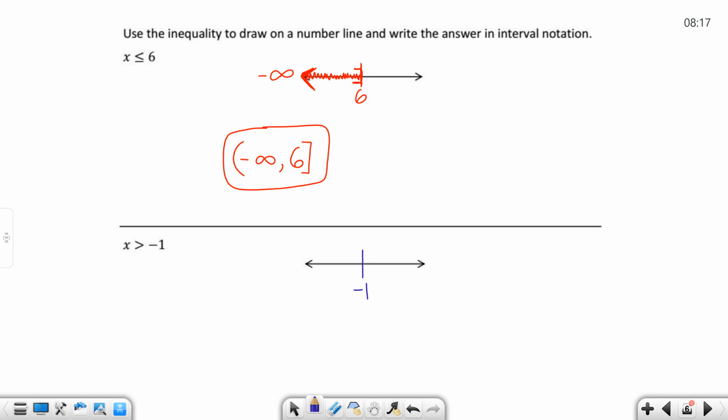All right, so x is greater than negative 1. So we're going to come over here and we're going to say the greater than is to the what? To the right. So I'm going to shade out here to the right. And I get to my arrow, so I'm going to darken my arrow in. And this time, my arrow is pointing to the right. So what does that arrow represent?